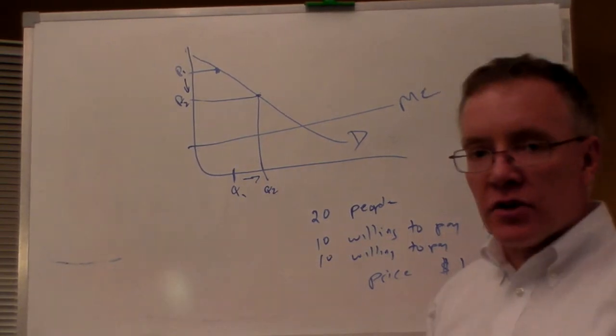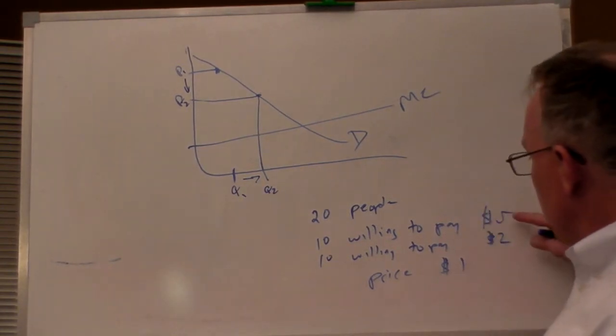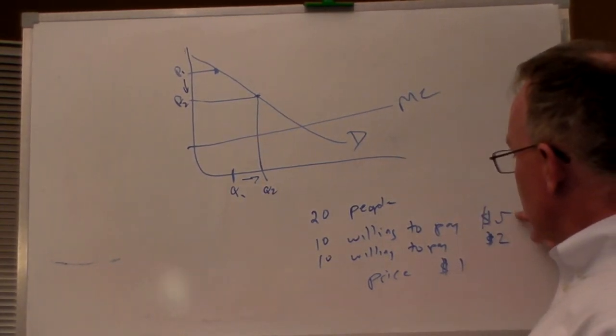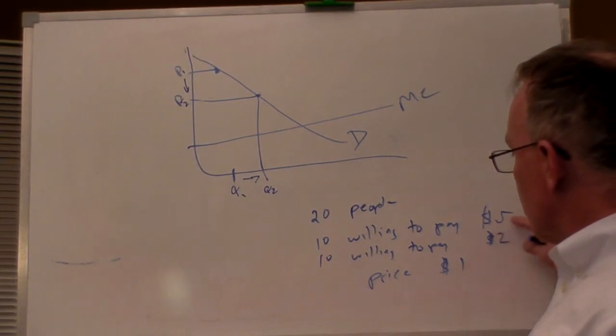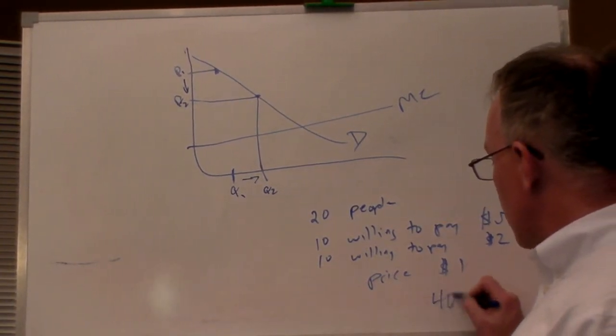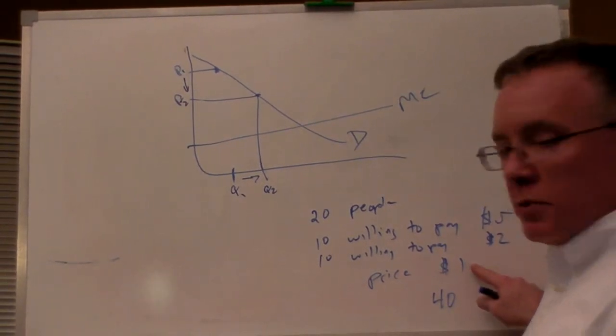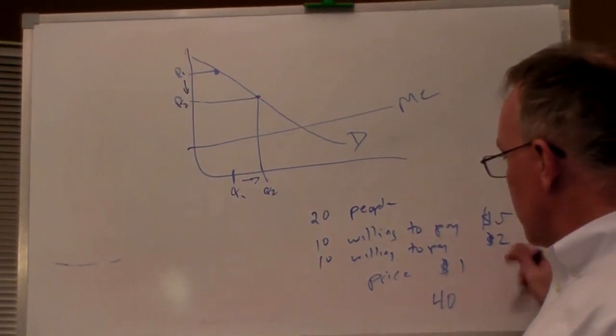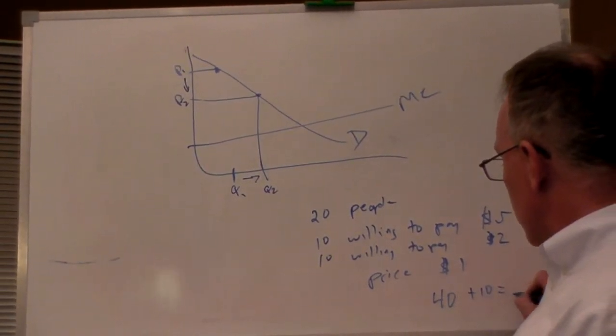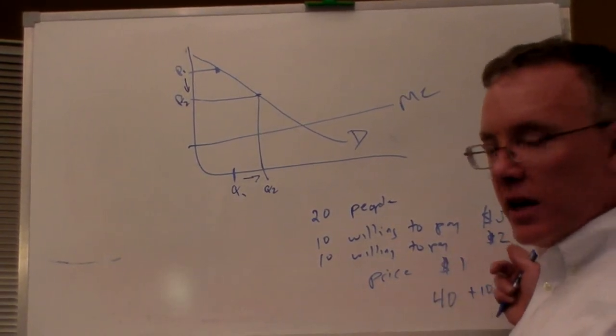Well, we can think about the total consumer surplus here. Each of these 10 people has a consumer surplus of $4, so it would be 4 plus 4 plus 4 and so on, so it would be $40. And then we have 10 people willing to pay $2, so their consumer surplus would be $1 each, so the total consumer surplus here would be $50.